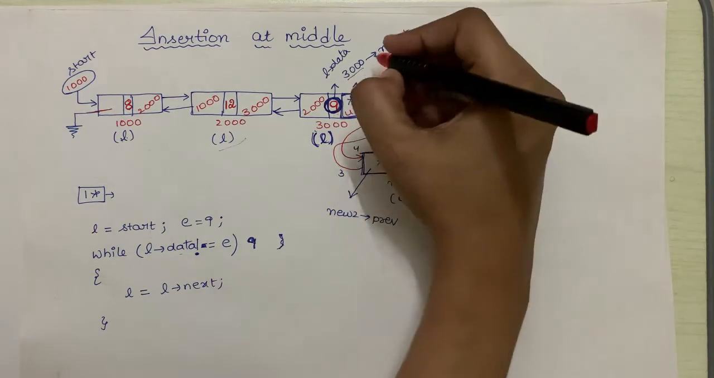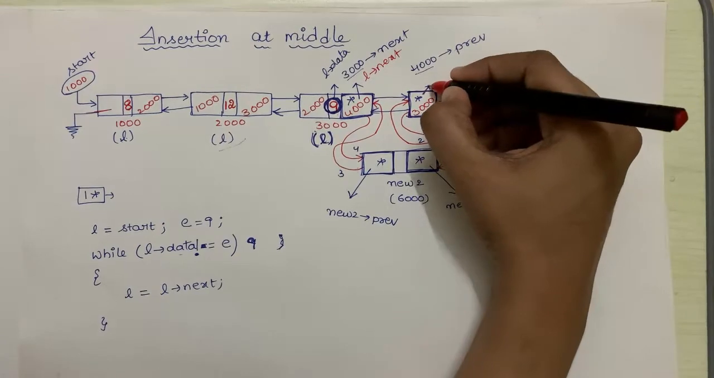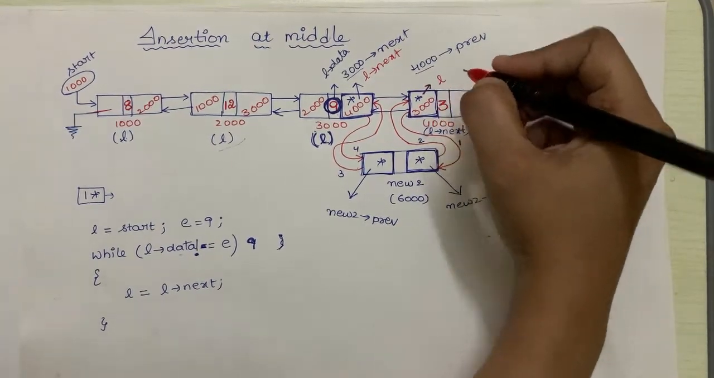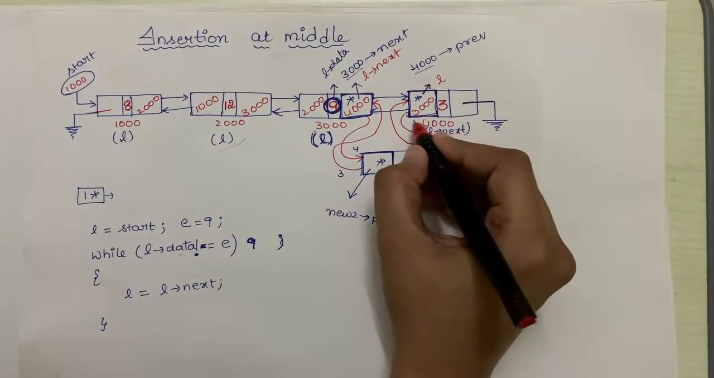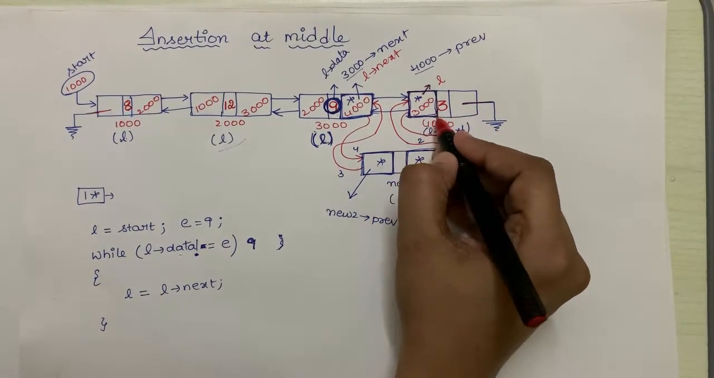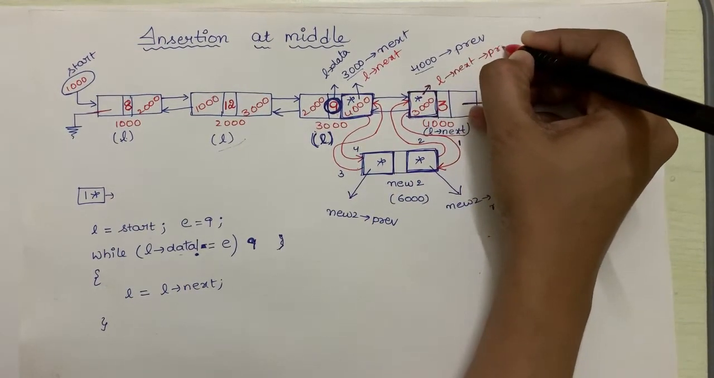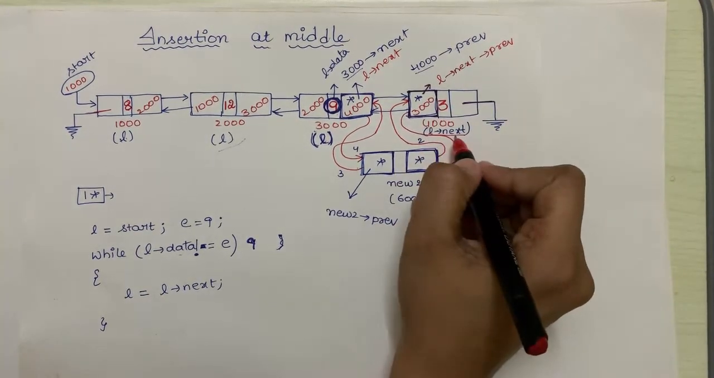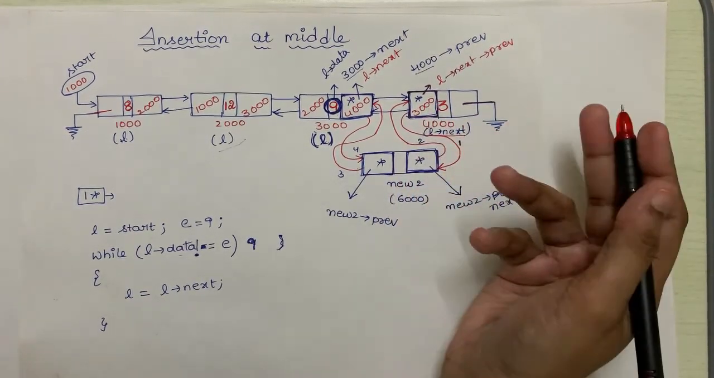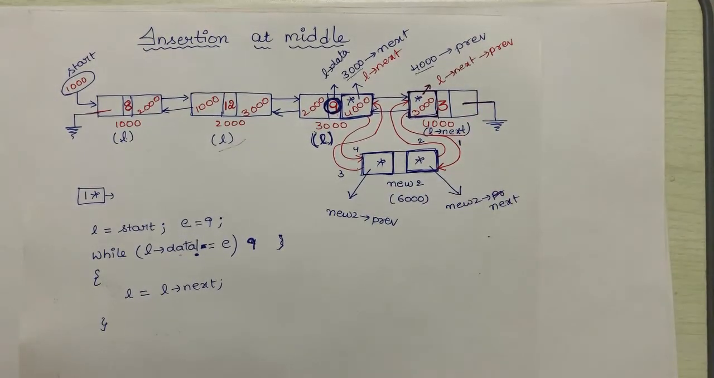So now the name of this field is L next, and the name of this node is L next. If this is L next, its previous field name will be L next previous. Suppose this is X, the name of 3000 will be X next. In place of X we have L next, so L next previous. Okay. Now we know all the names of these 4 fields.